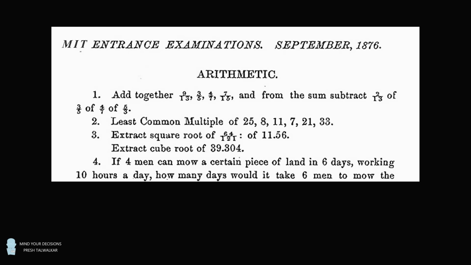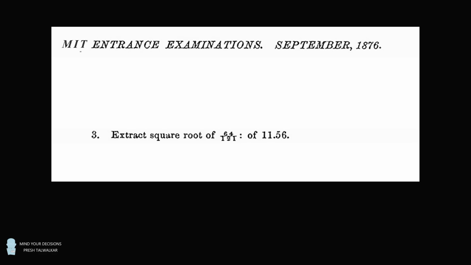Today, MIT is one of the top universities in the world. In 1876, their entrance exam contained a section on arithmetic. One part of a question caught my attention, which was to extract the square root of 11.56. How are you supposed to do that without a calculator?